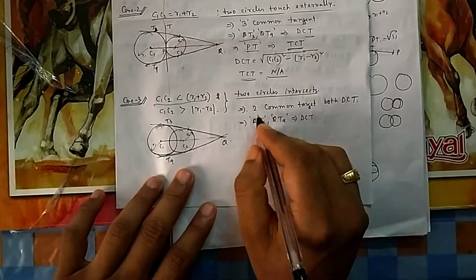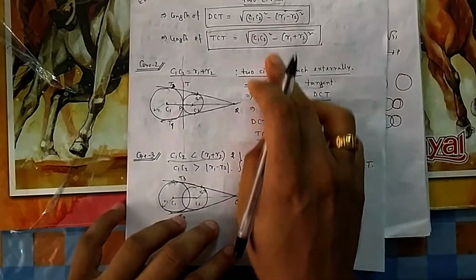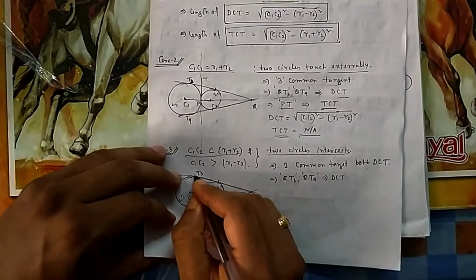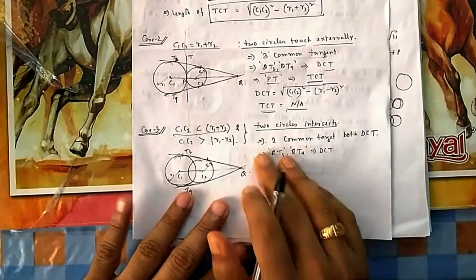If you have these two, then you have 2 common tangents, both are DCT. Again the same DCT formula will hold true. The formula for DCT, how to calculate it, will come here, because this will be your DCT. The DCT will divide it in the ratio externally. All these theorems that we have discussed about DCT will hold true here.